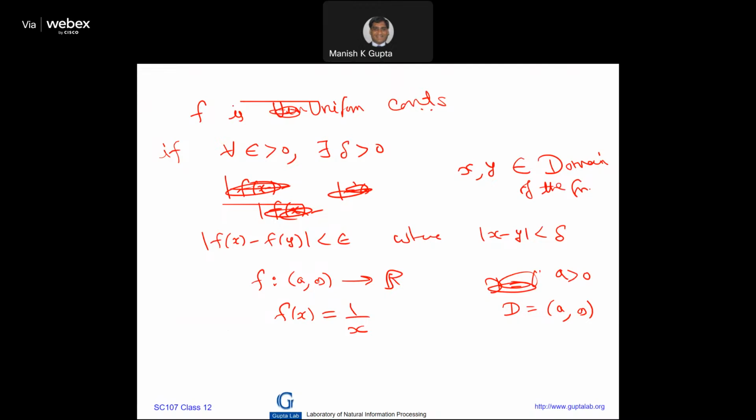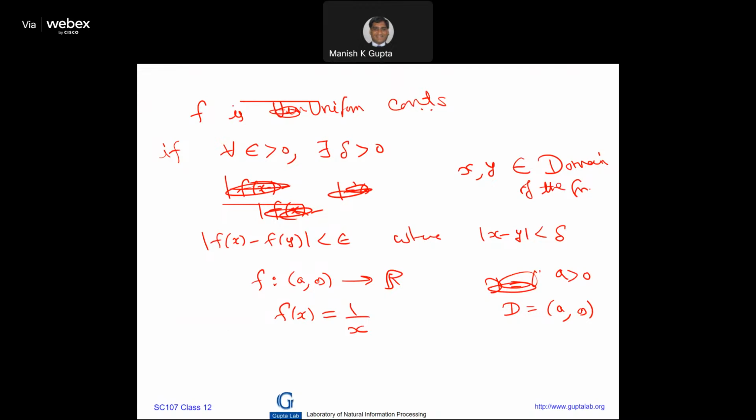I think continuity you can show easily. If something is uniformly continuous, it will be continuous anyway. If it is continuous, it need not be uniformly continuous. These are the relationships that you need to understand. So now in this case, I have to show that this function is uniformly continuous, where a is a positive real number and the domain is a to infinity, from the real line starting from some point a.